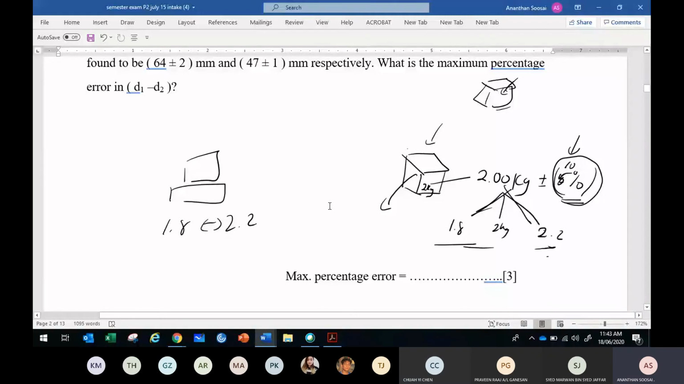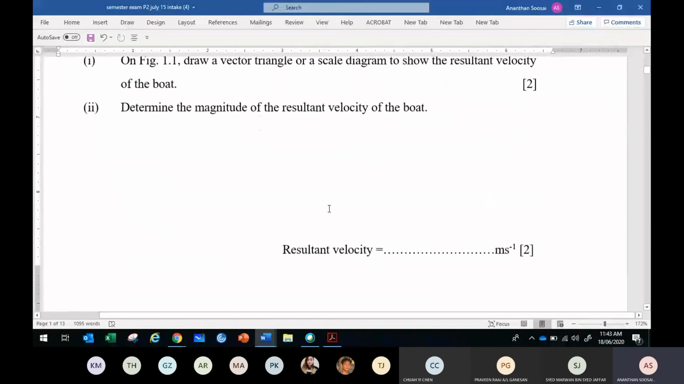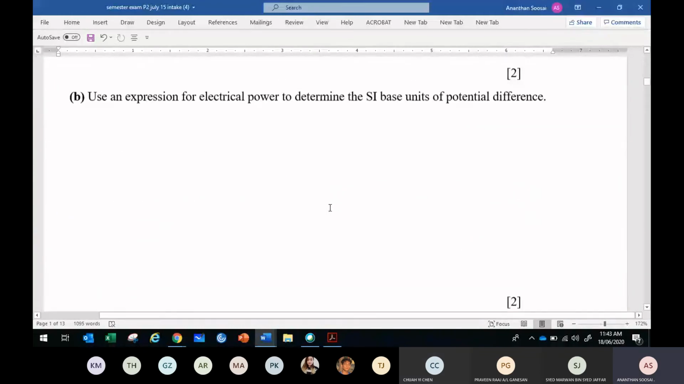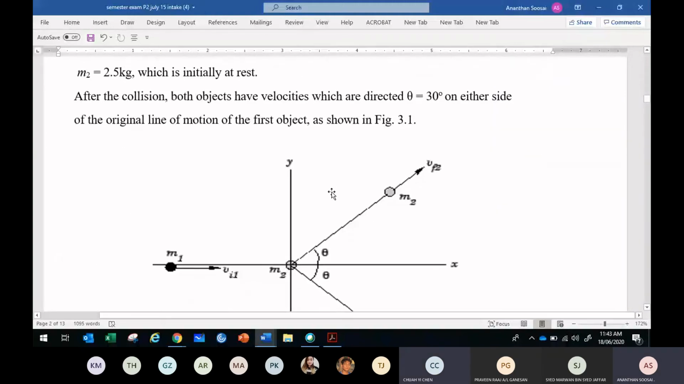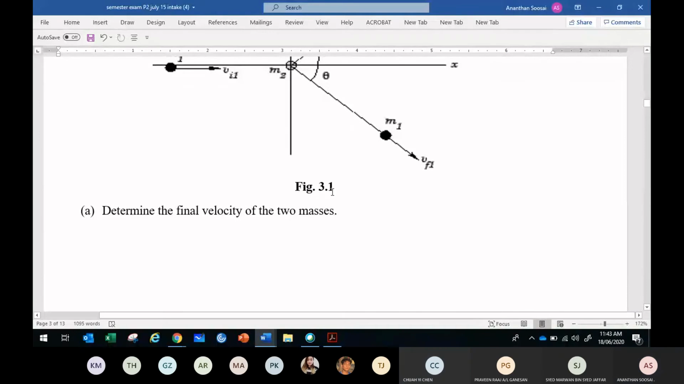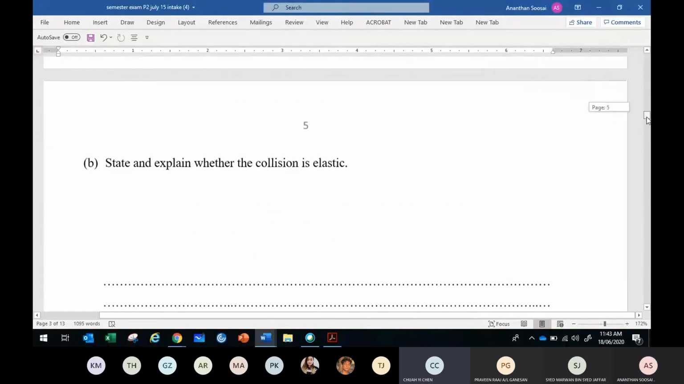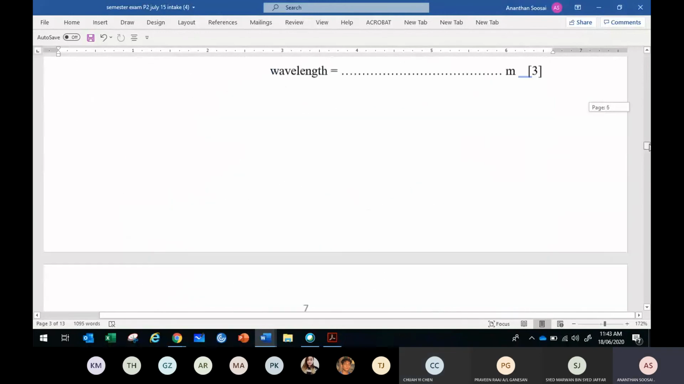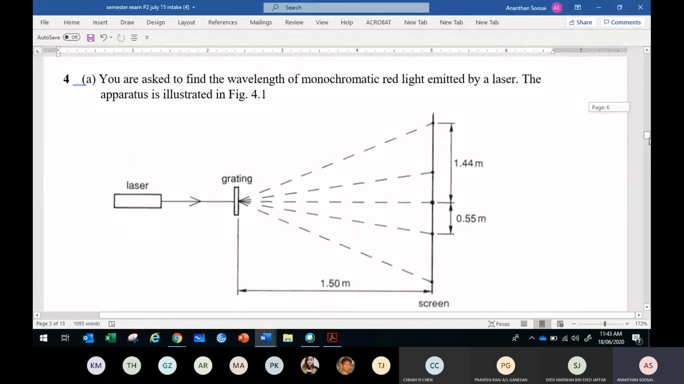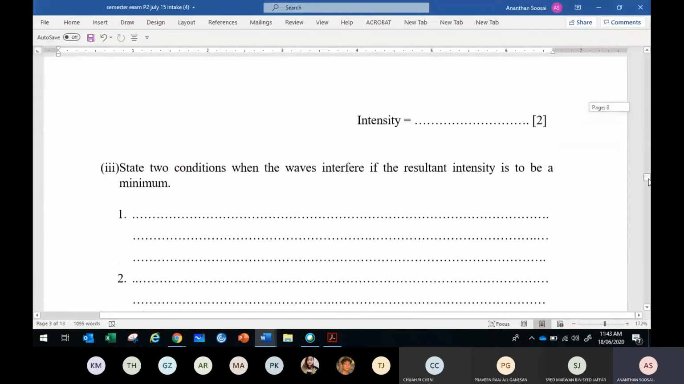Any other part you got problem? Paper 2? Okay. So if you don't have any questions, maybe I can select some questions from other paper. Sir, 4B 3. 4B number 3. 4B part 3. Oh, it's part 3.